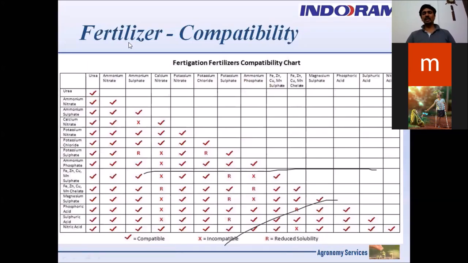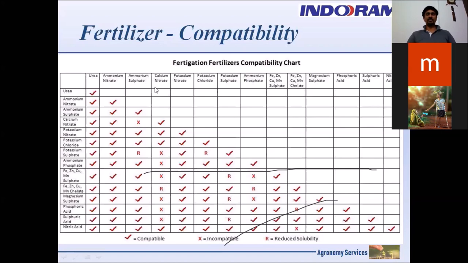So this is one thing which you can use for advising your grower, that if he is going to apply fertilizer, which fertilizer he can mix. I don't know what kinds of fertilizer are available in the Nigerian market, but this chart you can use. Like potassium sulfate, you should never mix with ammonium sulfate. This is restricted. So the availability of that particular fertilizer, the efficiency is going to reduce further.